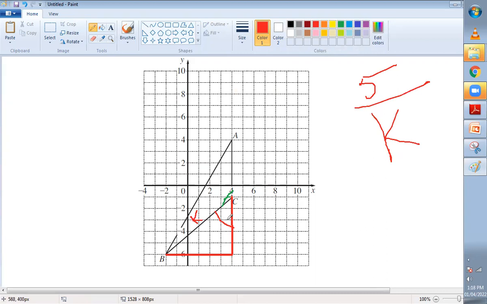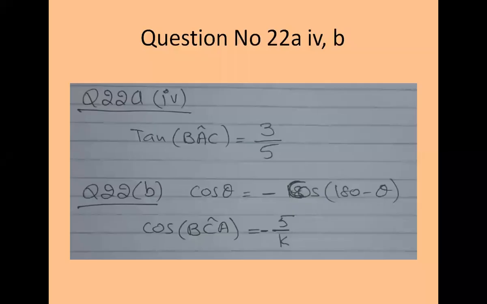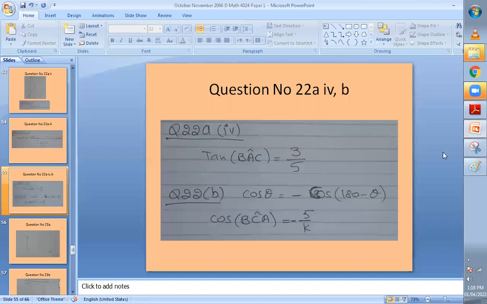Whatever is the cos of this, same is the cos of this. That's the rule. Cos theta is equal to minus cos of (180 minus theta). So whatever is the cos here, same is the cos here, but because it's an obtuse angle, I will put with it a negative sign. You must have studied this. Okay, so you know that cos theta is equal to minus cos (180 minus theta). I have tried to show you how all those things are done. So cos BCA will be equal to minus 5 by K. Hopefully you understand. That's question number 22.